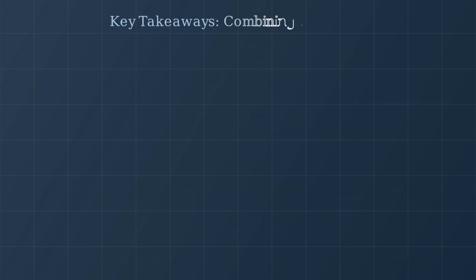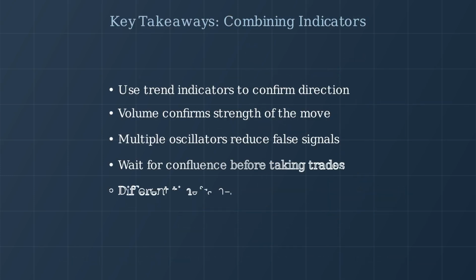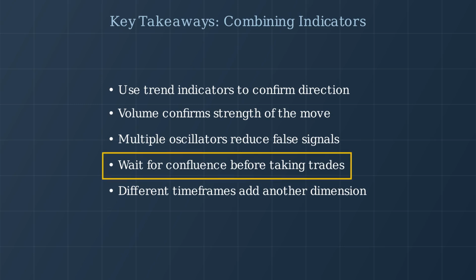Let's summarize the key points about combining the price oscillator with other indicators. The most important principle is to wait for confluence. When multiple indicators agree, your probability of success increases significantly.